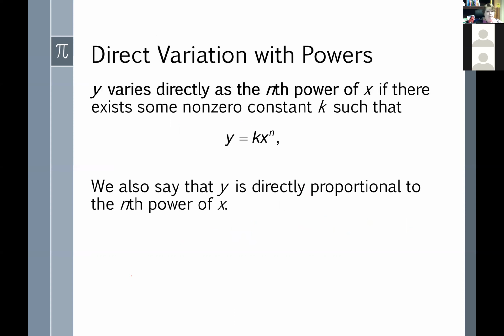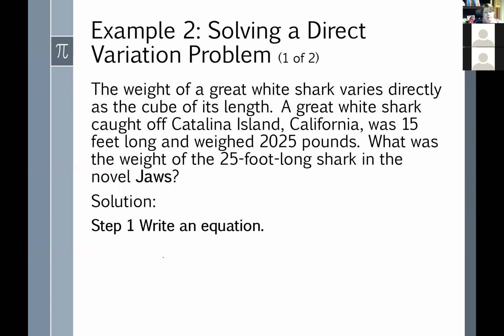So variation with powers, you could have direct variation, but your x could be raised to a power. Okay, so something like this. And I always ask my classes, have you seen the movie Jaws now? And they're talking about the book. Have you read the book Jaws? Yes, when I was young, I read the book Jaws. And I also have seen the movie.